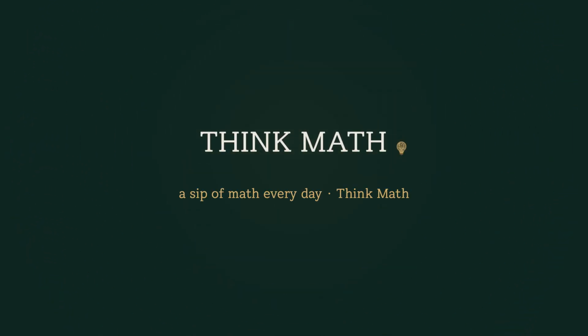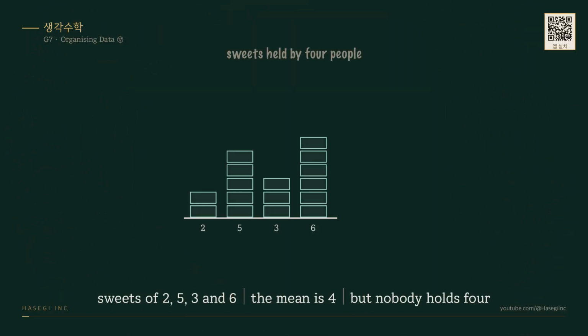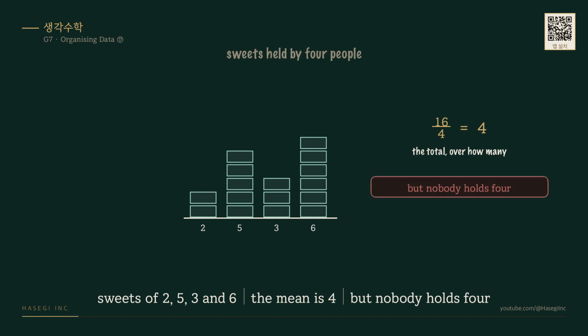Think math. 4 people have 2, 5, 3, and 6 sweets. The mean is 4, 16 altogether divided by 4. But what is that for? Nobody is holding 4 sweets. Why should that number stand for all of them?